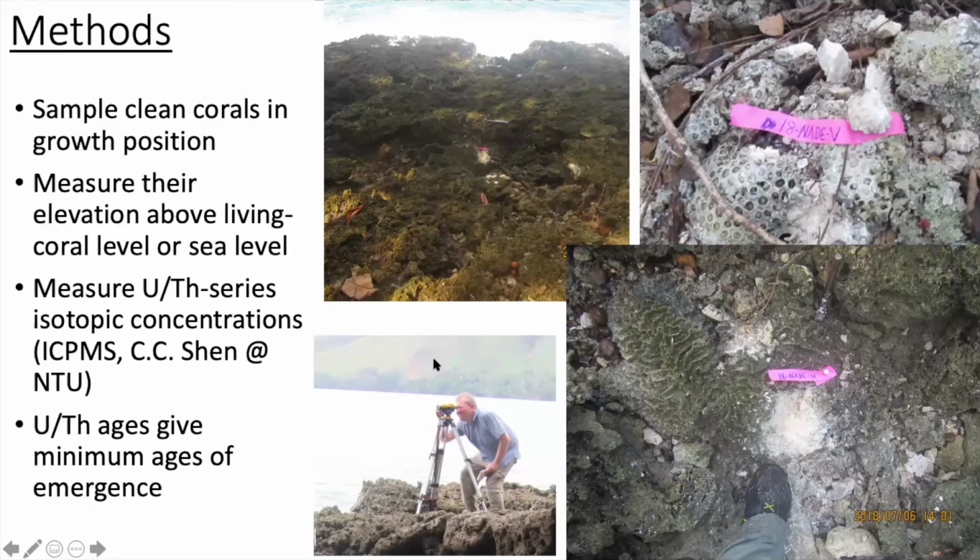We also measure their elevation above living coral level, or if living coral is not available, above sea level, which we then correct to living coral level with a tide gauge. These samples are separated and then measured for their uranium thorium series isotopic concentrations using ICP-MS. This is done by Rivershen at NTU. These concentrations give us the ages of emergence, so the ages when these corals died. And these are the minimum ages of emergence.